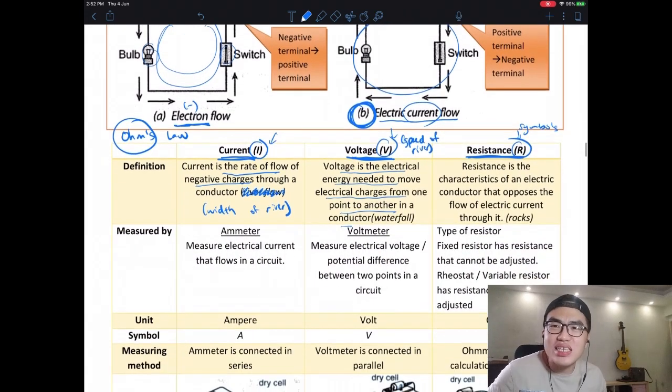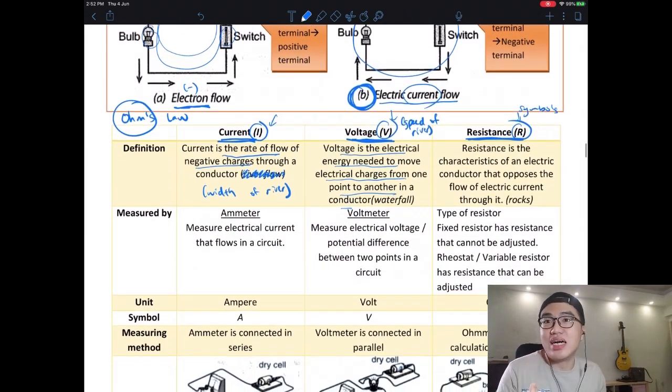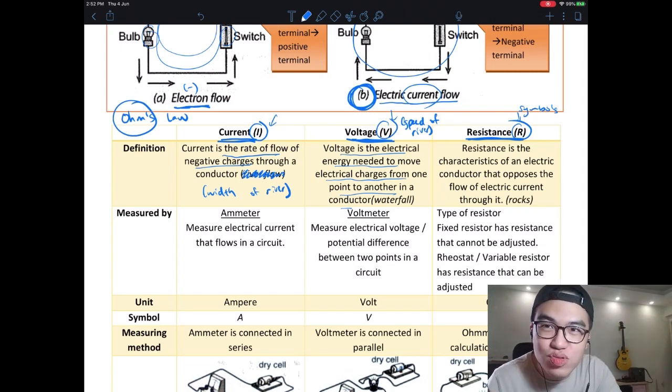So let's look at the last one, resistance. What is resistance? Resistance is what you are experiencing. Let's say now you are running very fast, running 100 meters. Resistance is the wind coming at your face. The wind is slowing you down. Whatever slows you down is resistance.